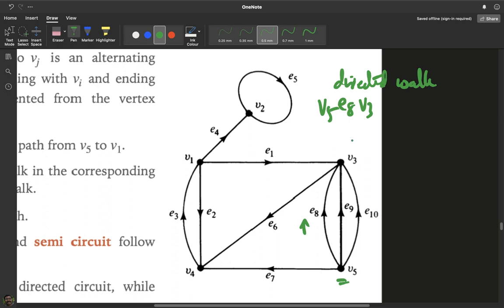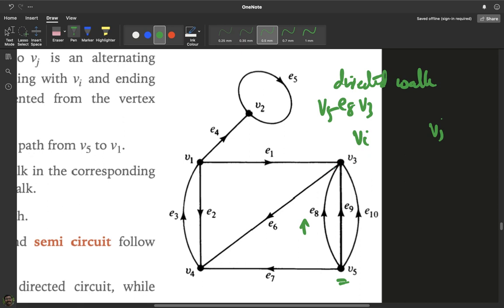So basically, what is a directed walk? It's a walk which starts from a vertex Vi and ends at a vertex Vj, such that all the edges in between have the starting point as the vertex before it and the ending vertex as the vertex after it. That means if I write a long walk here, let us look at this walk.